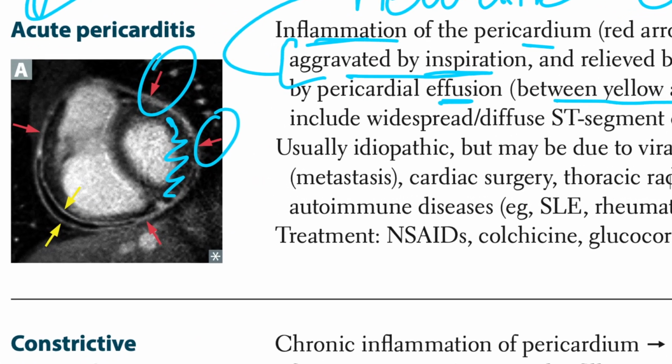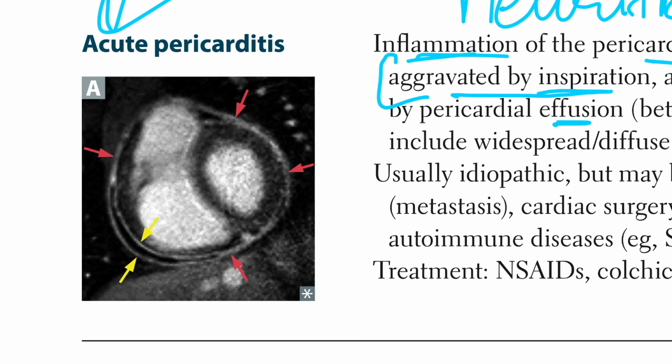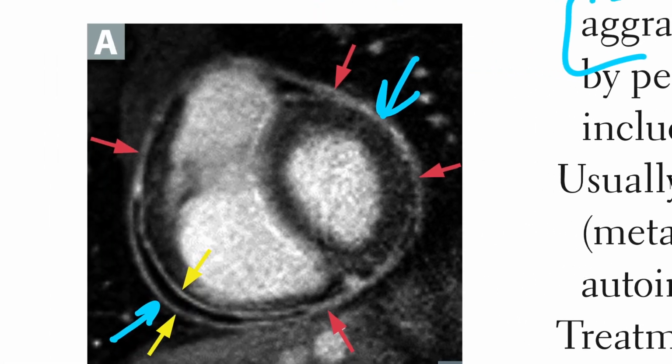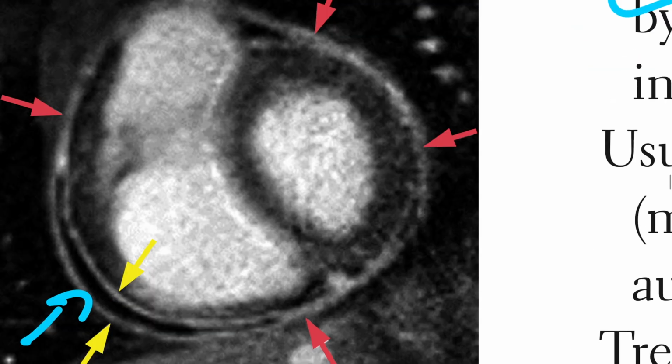So let's zoom in here and see the difference. Here we just have inflammation of the pericardium, we don't see a proper black fluid. So this is your effusion fluid, but here is just something we call inflammation. And here's a proper fluid.